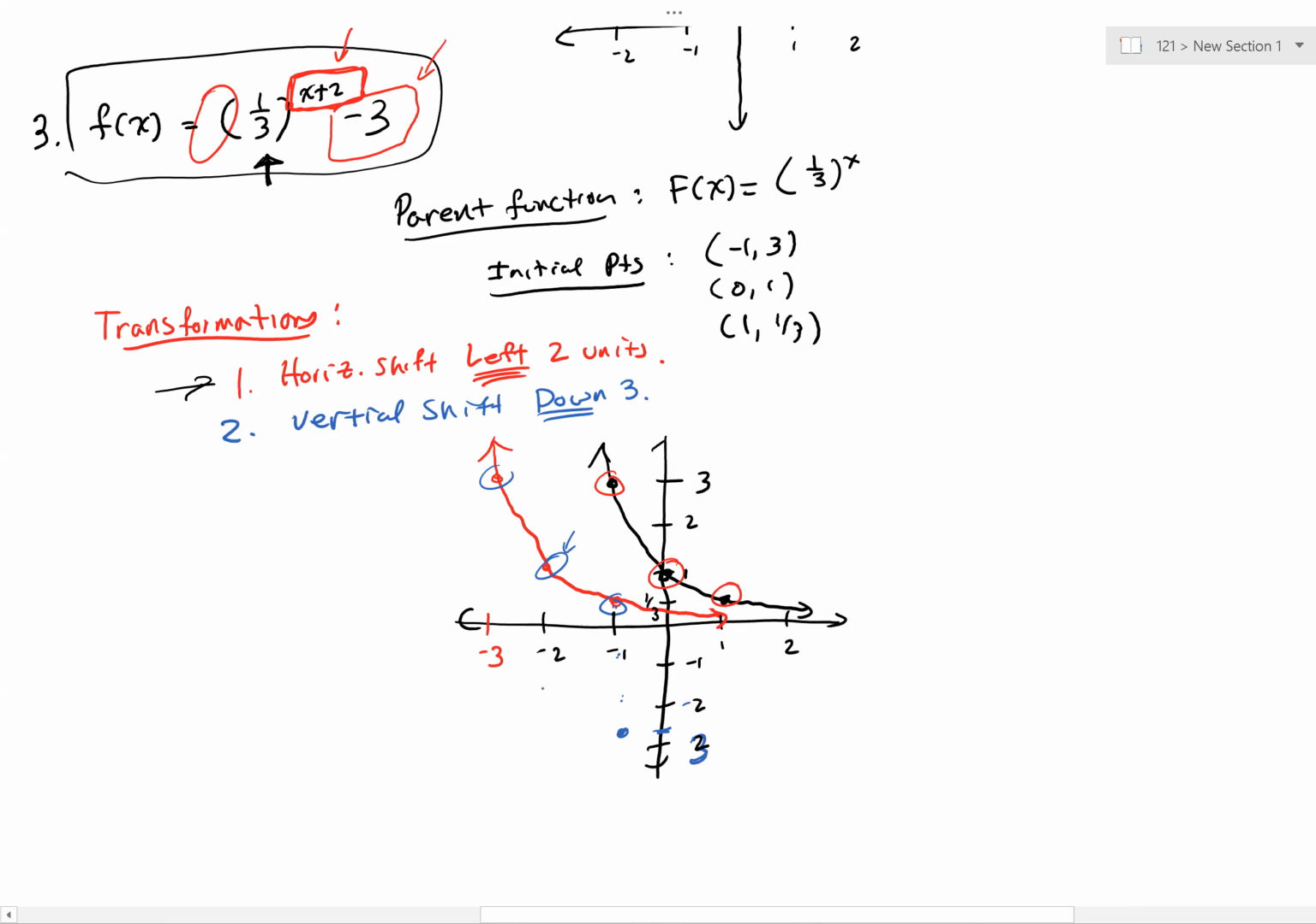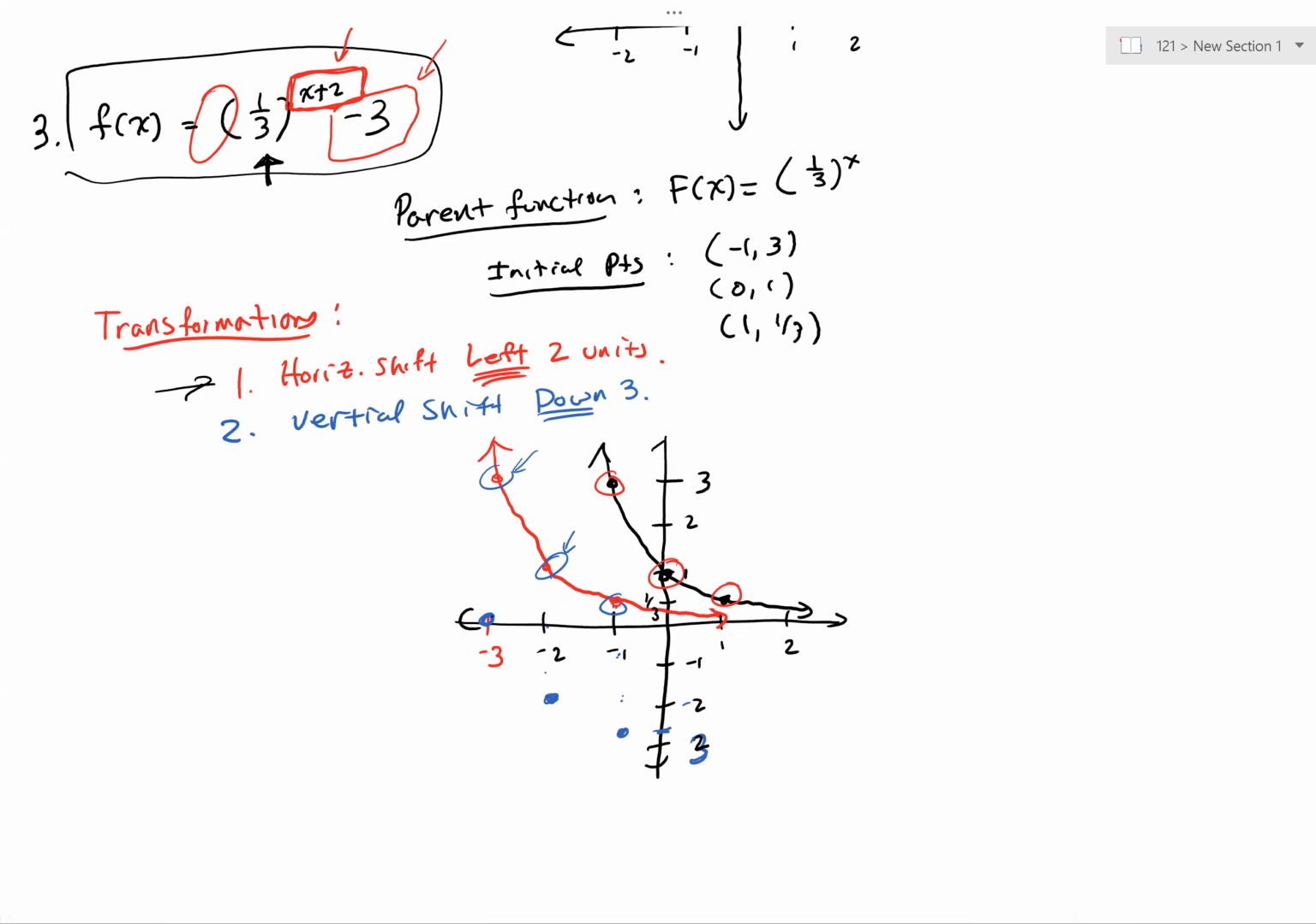The second point here from the right, if I move that down 3 units, it was at 1. Now it's going to be at -2. Finally, this point here, this one was at 3. If I move that down 3 units, it'll be at 0. So that red graph there, just imagine picking it up and moving it down 3 units.